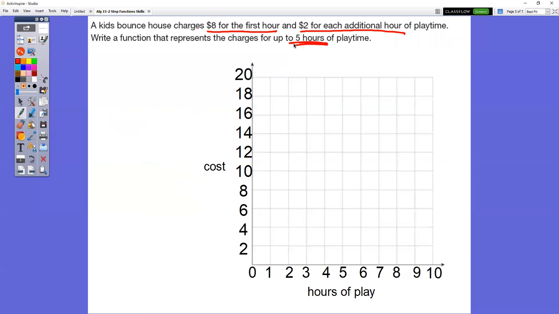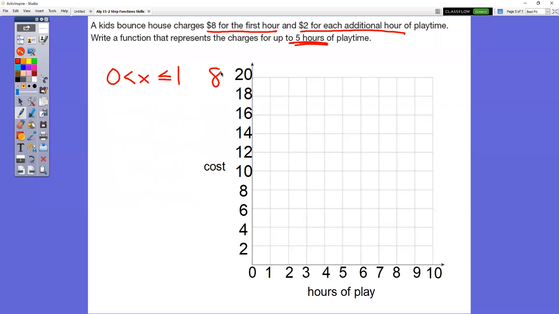So for 0 hours, up to 1 hour, anywhere in between. So from 1 minute that you're renting the bounce house all the way up to exactly 1 hour, how much are you going to pay? You're going to pay $8, because you're paying $8 for that first hour, no matter whether you rent it for 30 minutes or 2 minutes or 59 minutes or exactly 1 hour. You're going to pay $8.